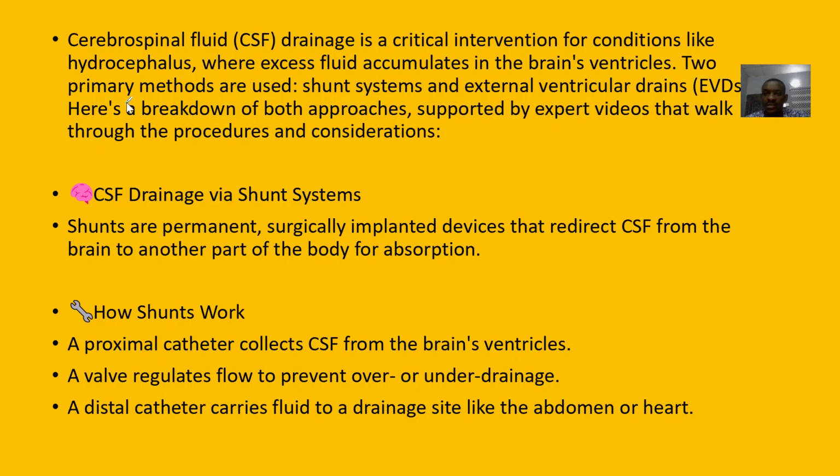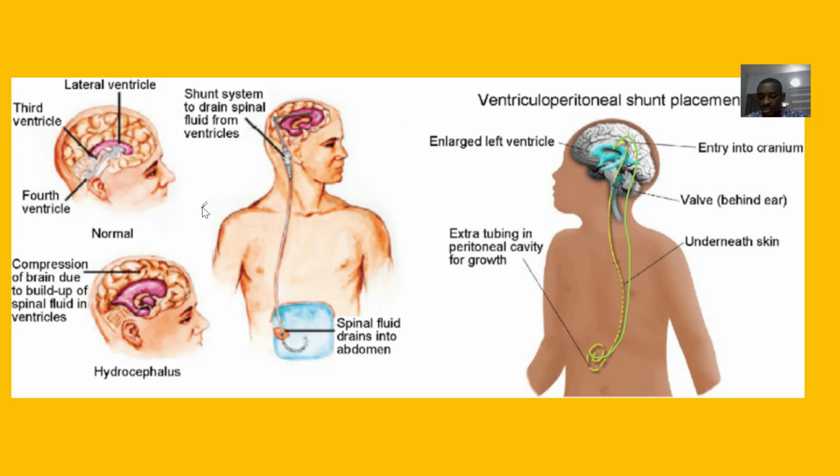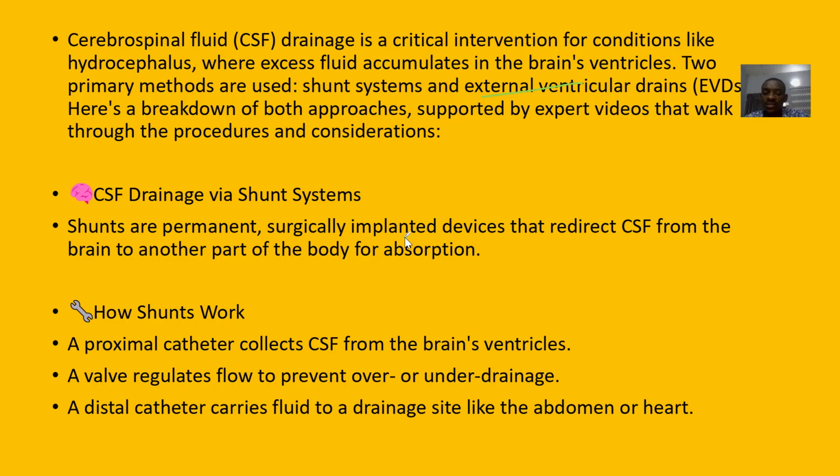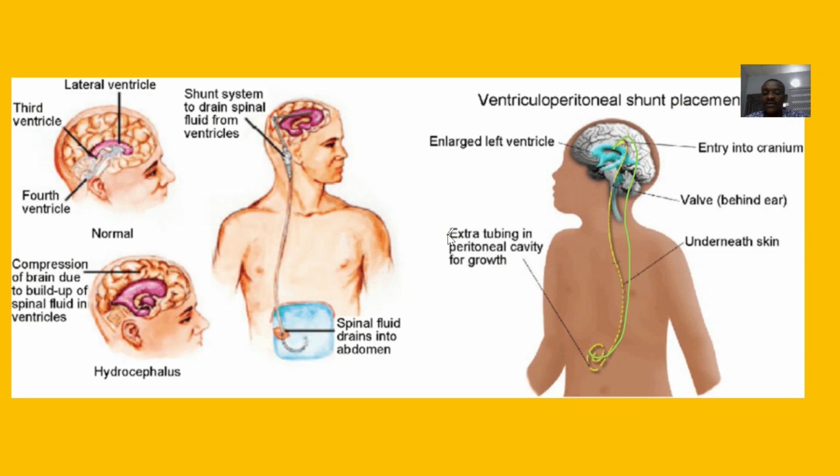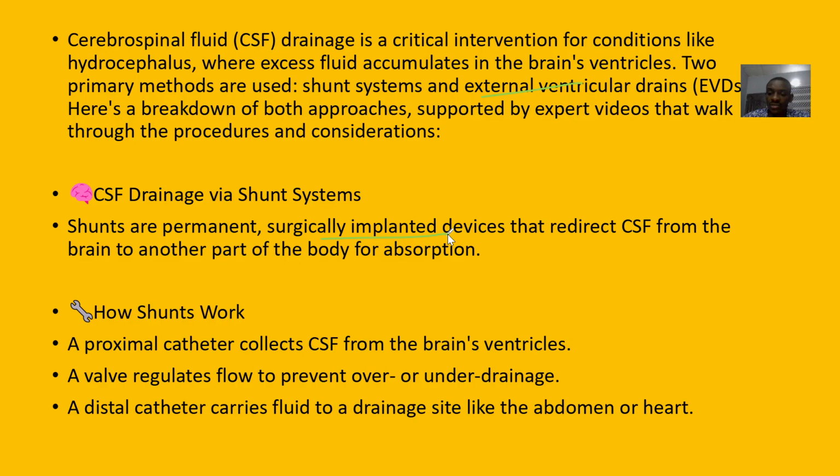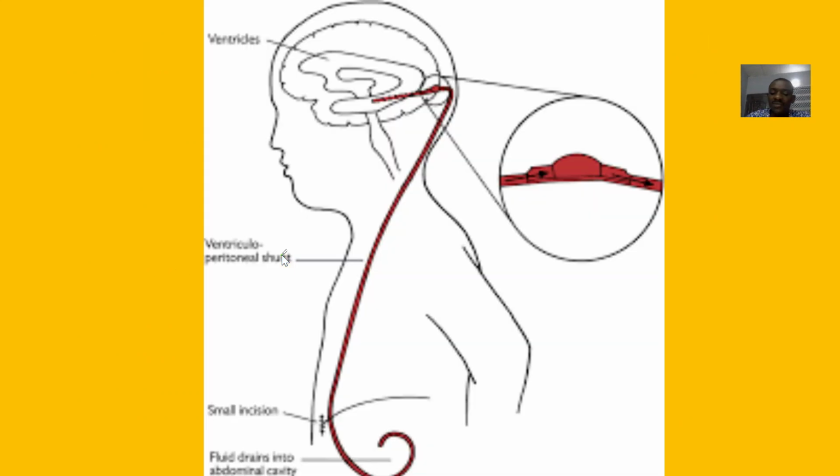So two primary methods used are shunt systems and external ventricular drains. Here's a breakdown of both. Now let's talk about shunt systems. Shunts are surgically implanted devices. They redirect the cerebrospinal fluid from the ventricles down to another part of the body. Most times we use what?